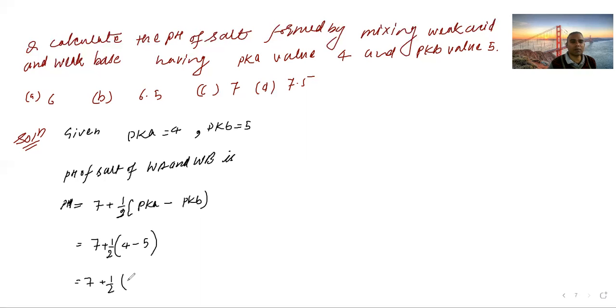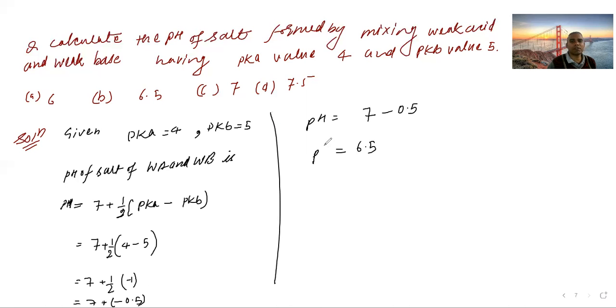4 minus 5 is minus 1. Solving the bracket, 1 by 2 times minus 1 gives minus 0.5. So pH is equal to 7 plus minus 0.5, which is 6.5. pH is equal to 6.5. So the correct option is option B. Can you understand this one?